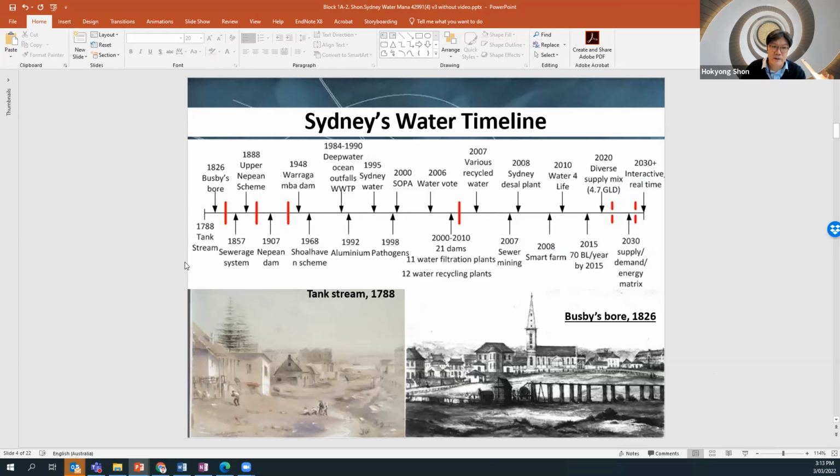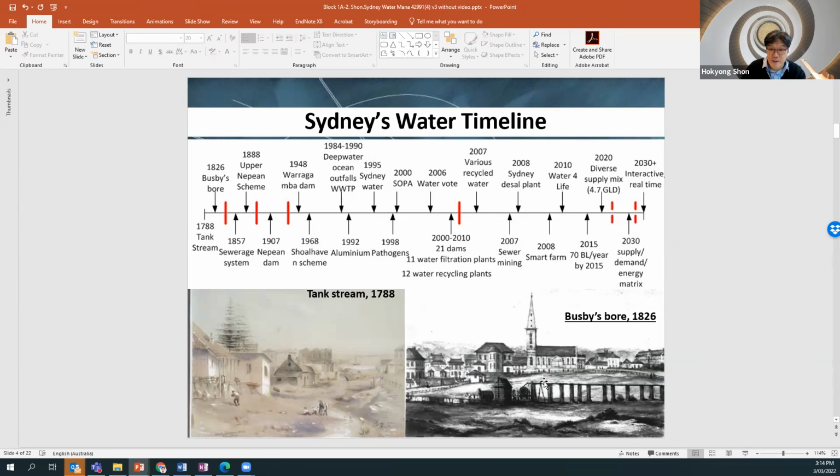If you look at our Sydney water timeline, when we had our first migrants in 1788, the Tank Stream was our first water supply. And then we developed a better drinking water supply system, Busby's Bore, near Hyde Park, in 1826.